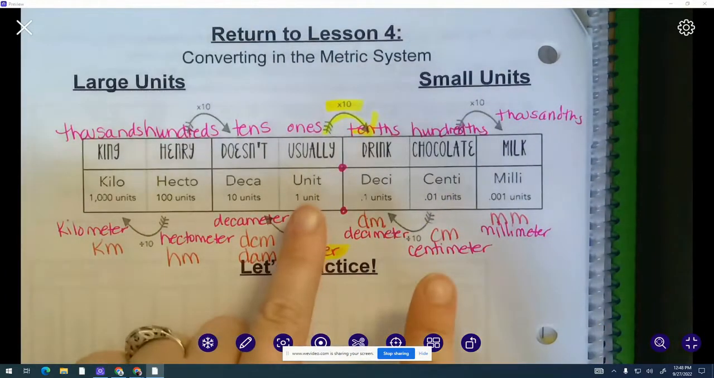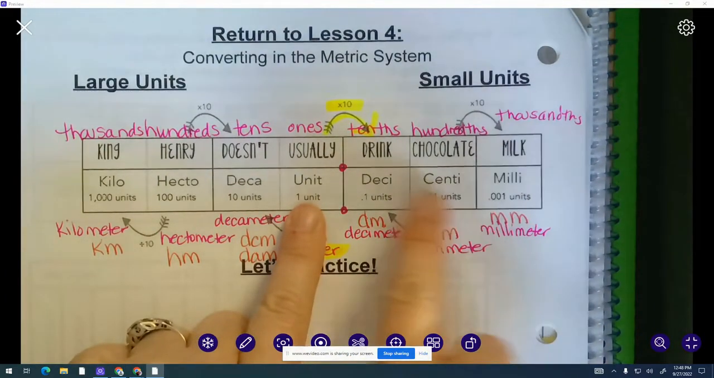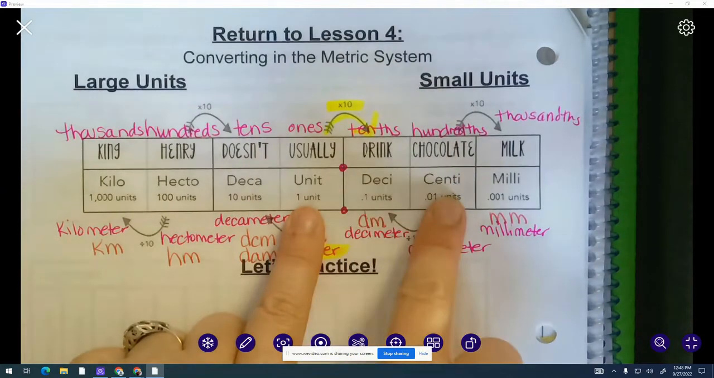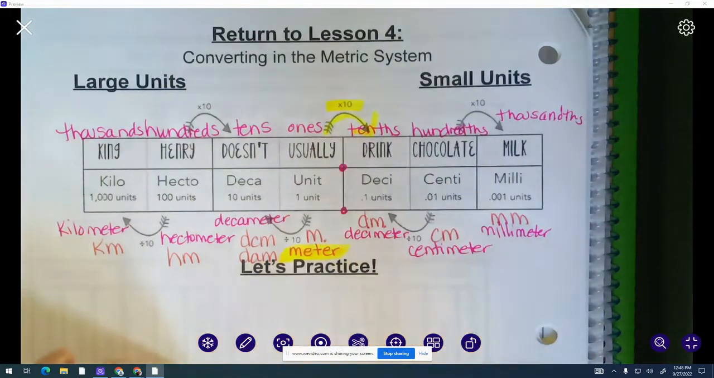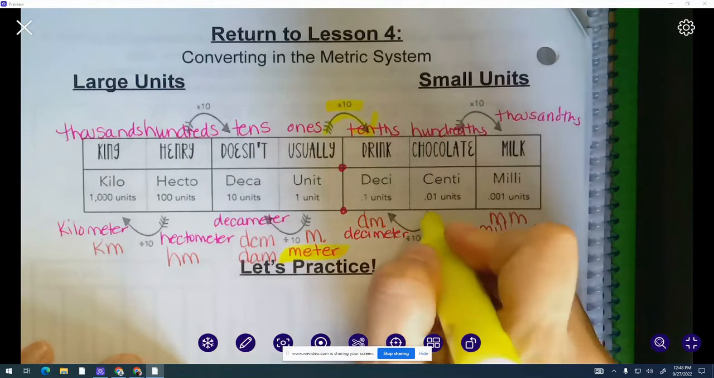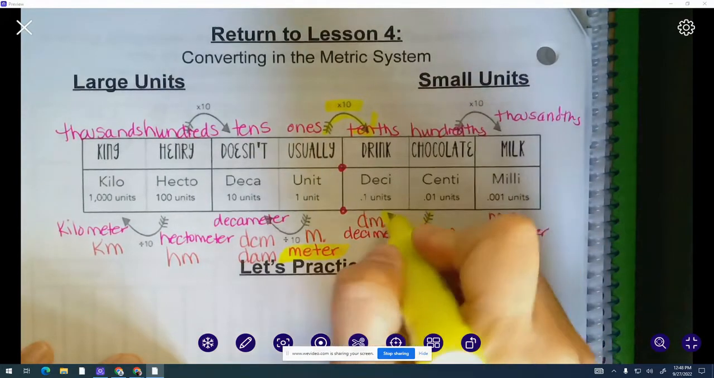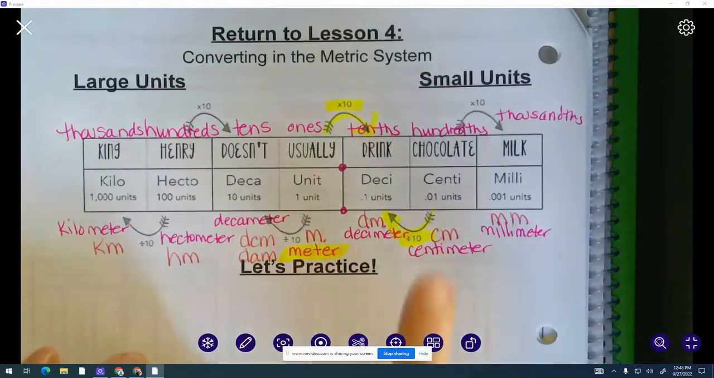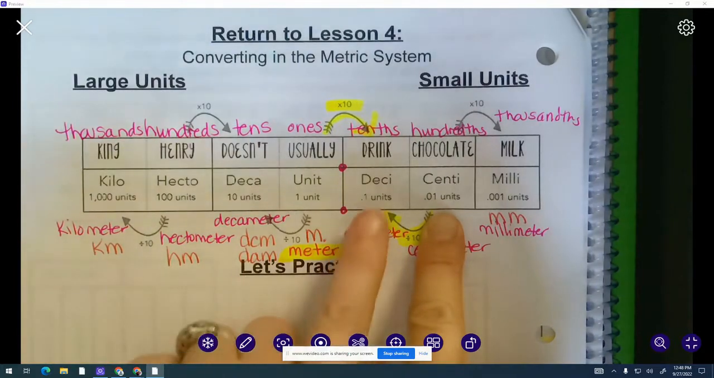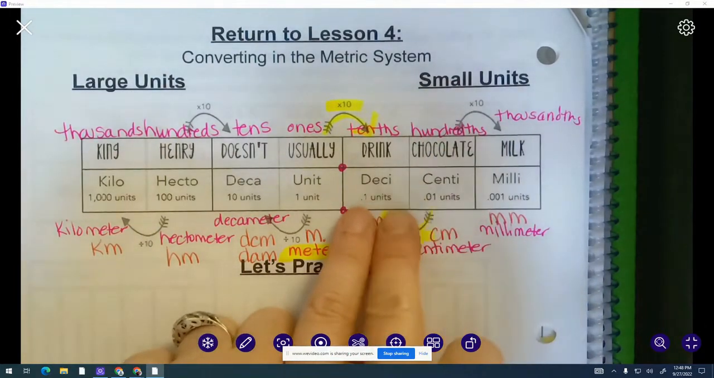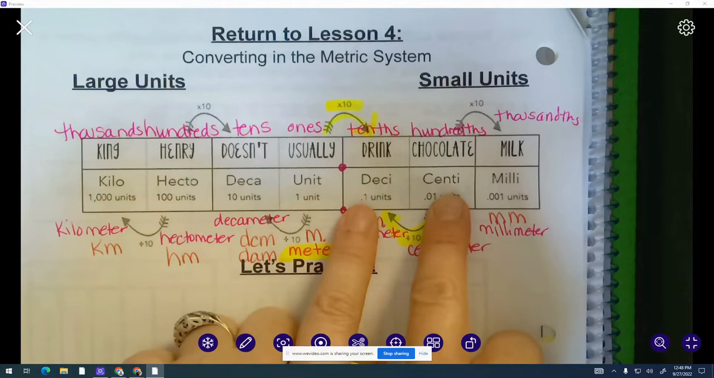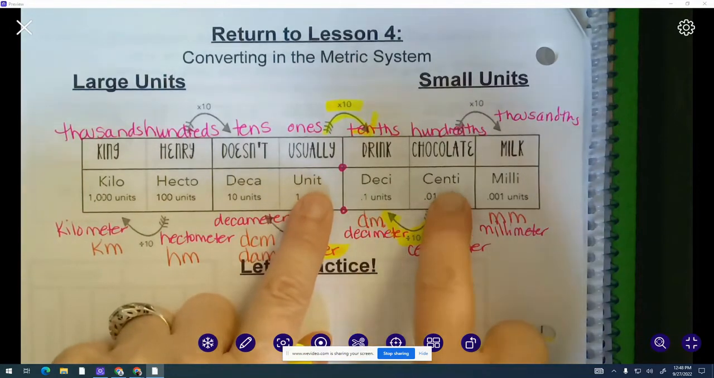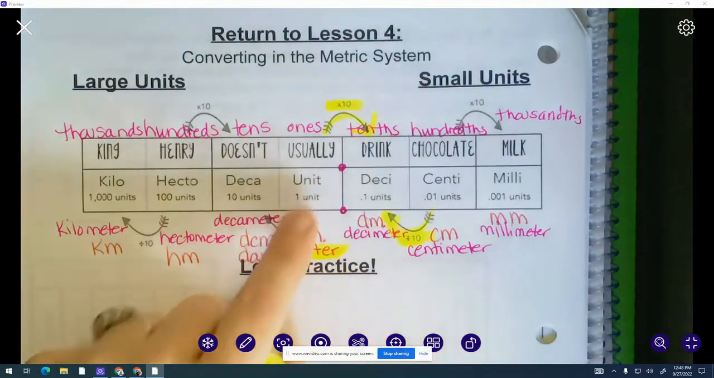So if we're going from meters to centimeters, you're going to multiply by 10 twice. Each time you're going this way, we're going to divide by 10. So if I'm going from centimeters to decimeters, I'm going to divide by 10. If I'm going from centimeters to meters, I will divide by 10 twice.